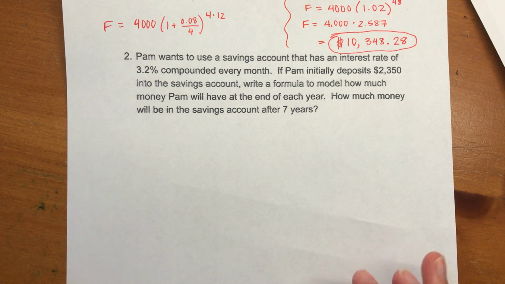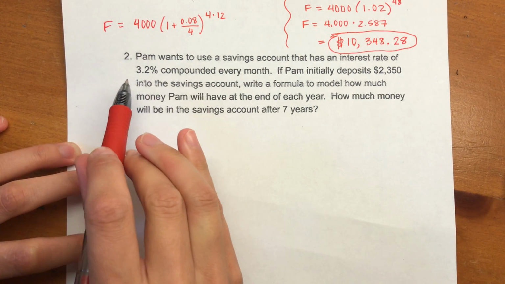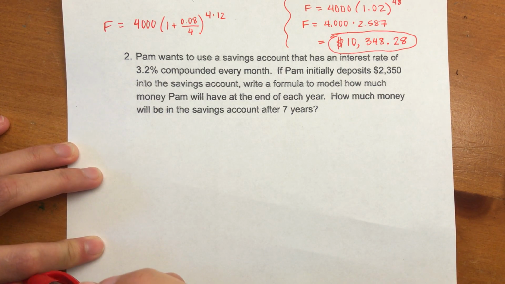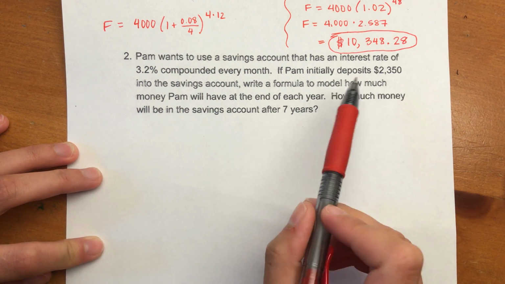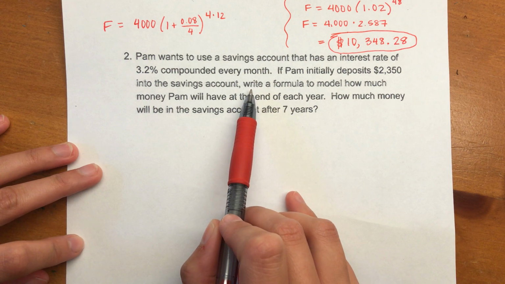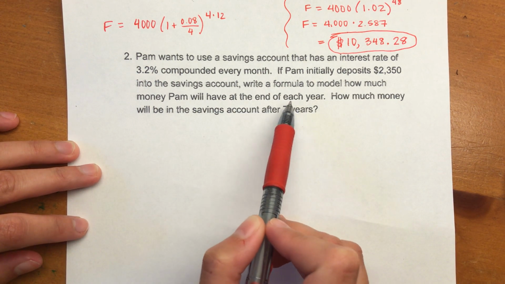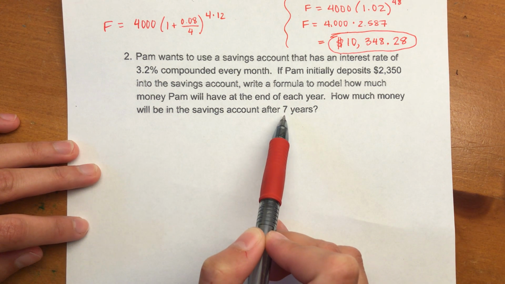So example number 2. Pam wants to use a savings account that has an interest rate of 3.2% compounded every month. If Pam initially deposits $2,350 into a savings account, write a formula to model how much money Pam will have at the end of each year. How much money will be in the savings account after 7 years?